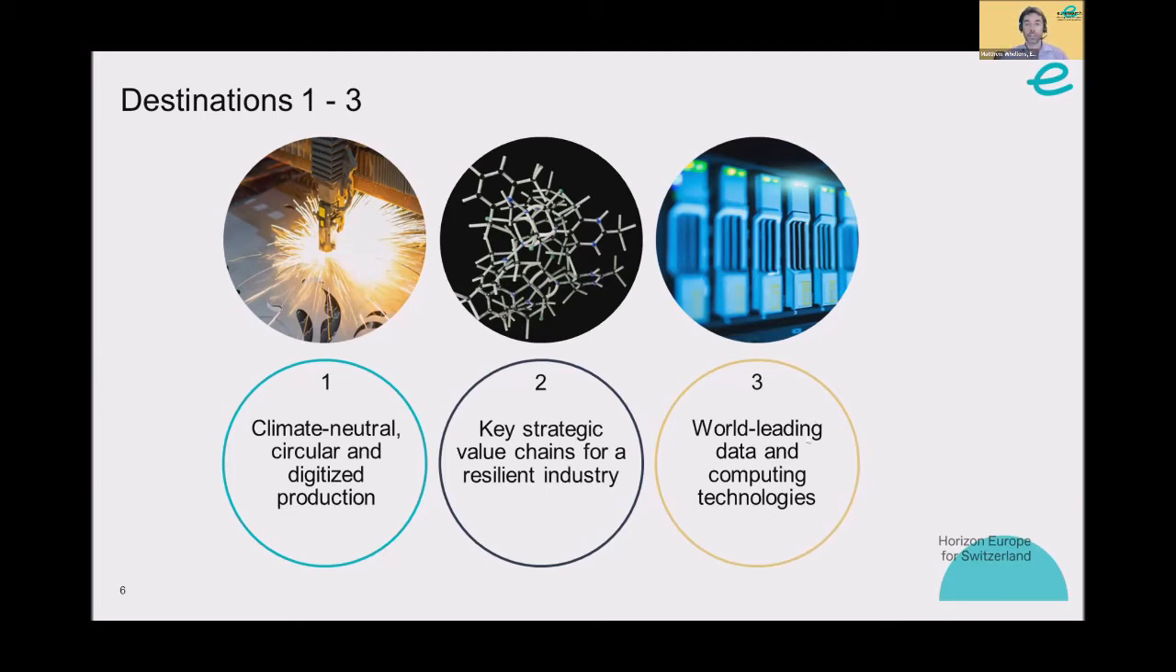The third destination is called World-Leading Data and Computing Technologies. This is, of course, focusing on the digital part, and this is related to the extent and the way that we use data for the benefit of society and the economy. And topics that are covered here relate to areas such as big data, data analytics, Internet of Things, cloud and edge computing.